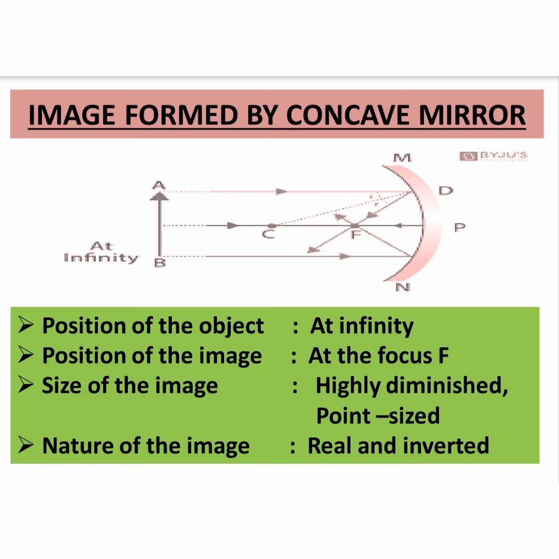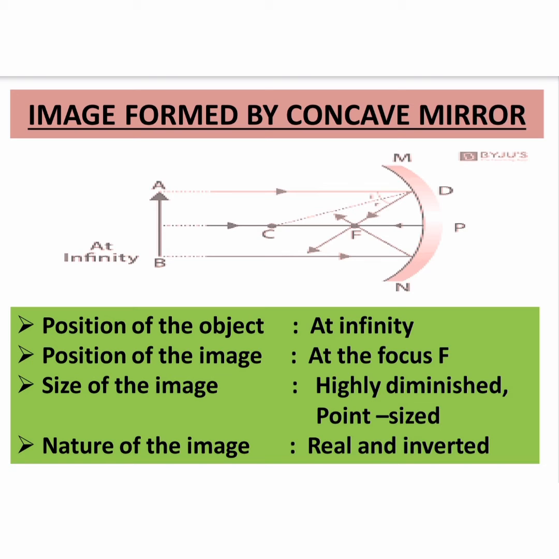The nature of the image is real and inverted as it is a concave mirror. So we have found the 4 key points. Position of the object is at infinity. Position of the image is at the focus F. Size of the image is highly diminished or point sized, and the nature of the image is real and inverted. That's it.